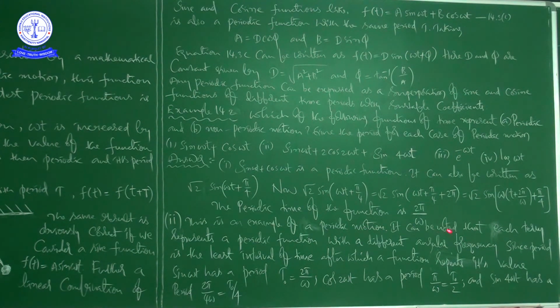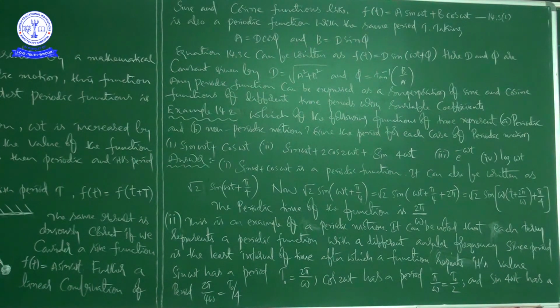It can be noted that each term represents a periodic function with a different angular frequency. Since the period is the least interval of time after which a function repeats its value, sin omega t has a period T naught equal to 2 pi by omega, cos 2 omega t has a period pi by omega, which is T naught by 2, and sin 4 omega t has a period 2 pi by 4 omega, which is T naught by 4, right?